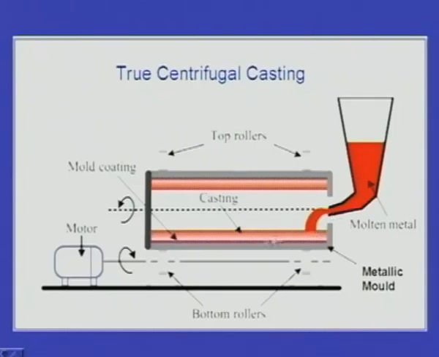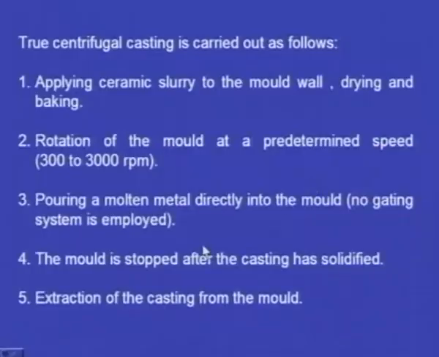The molten metal flows into the metallic mold, and the mold is stopped after the casting is solidified. Until the casting is solidified, we should continuously rotate the mold, and we should note that no gating system is required. In the other casting processes, a gating system is required, but here no gating system is required. Directly we can pour the molten metal into the metallic mold, and after solidification and stopping of the mold, we can extract the casting from the metallic mold.